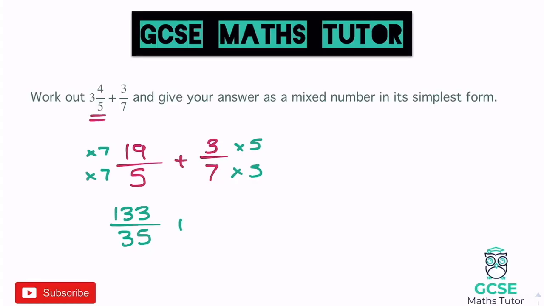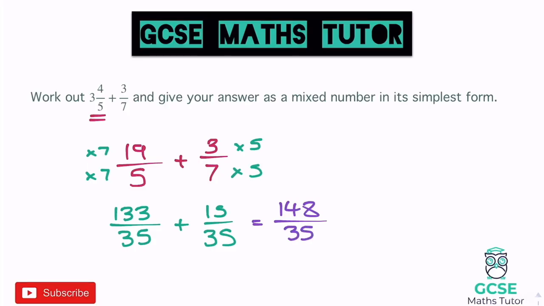On the right fraction there, we're going to times them both by 5, so 3 becomes 15 and 7 becomes 35. And now we're in a position where we can add these both together. So we can just add together the numerators, 133 plus 15, which gives us 148. And that is over 35, remembering that you don't add together the denominators. There we go, we've got 148 35ths.